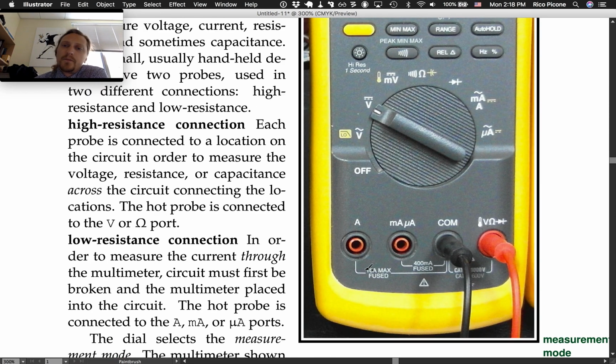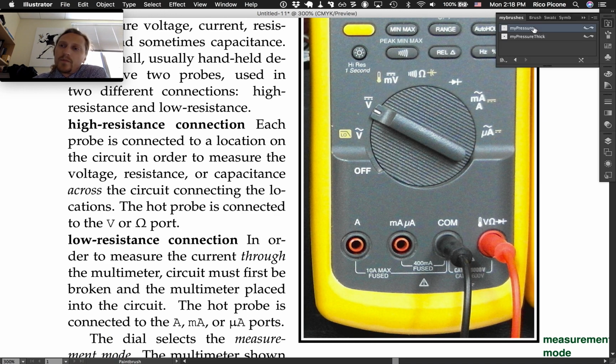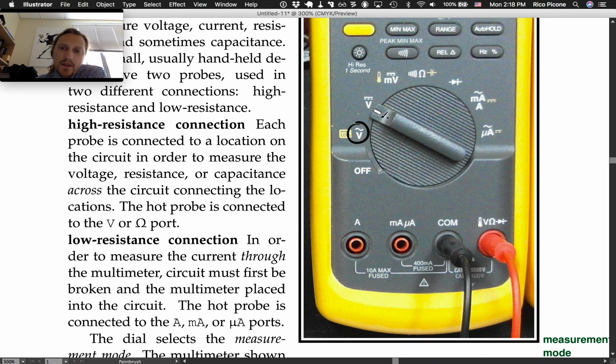So the dial is here. This is DC voltage. This is small DC voltage. This is AC voltage. This is resistance. Also the yellow key Alt selects the capacitance. This is the diode. This is small current, and this is regular current, and this is small current, AC and DC. So in those cases, you have to move this over.